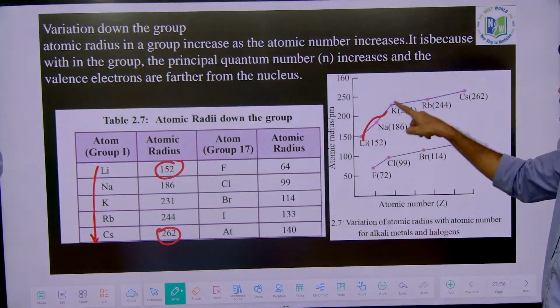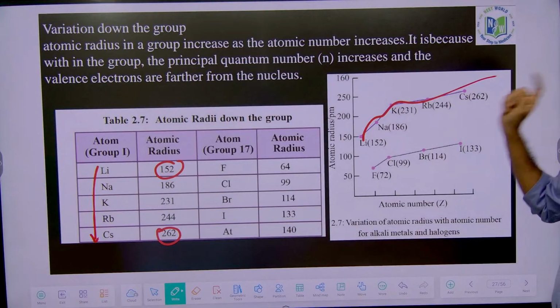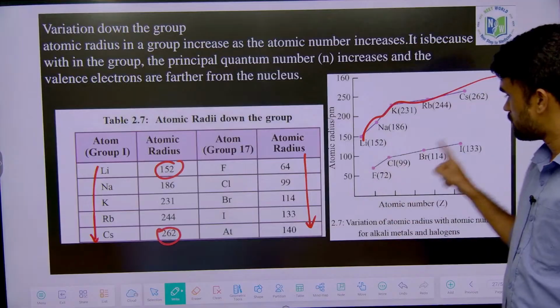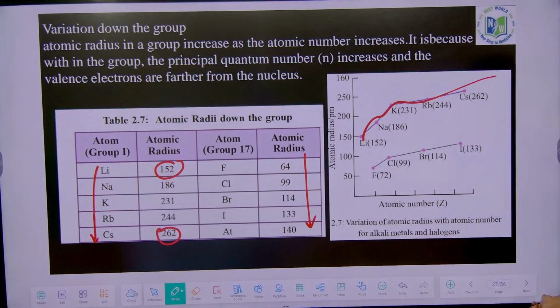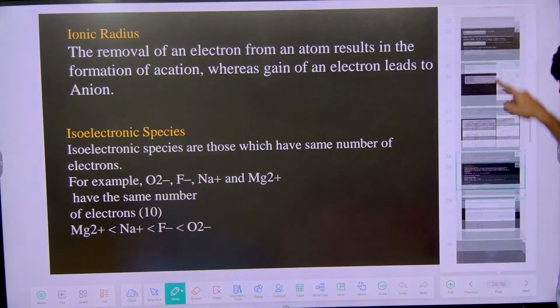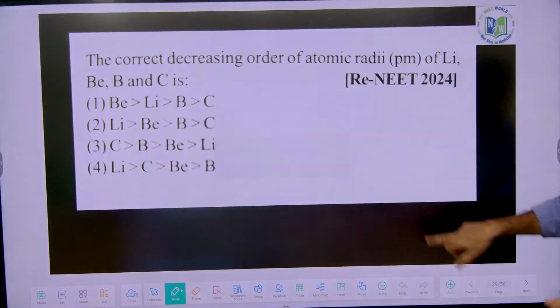So the graph is looking something like this. Even halogens you can see down the group it is increasing. This is the trend we have as per the experimental data. Next, we'll come back to this. Just see one or two questions and answer them.